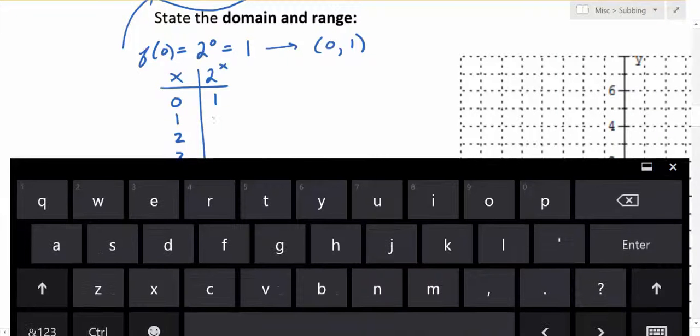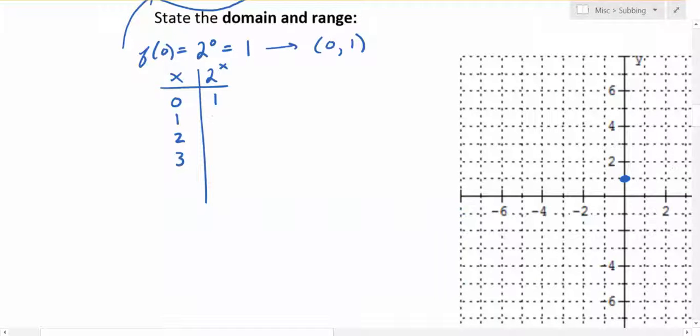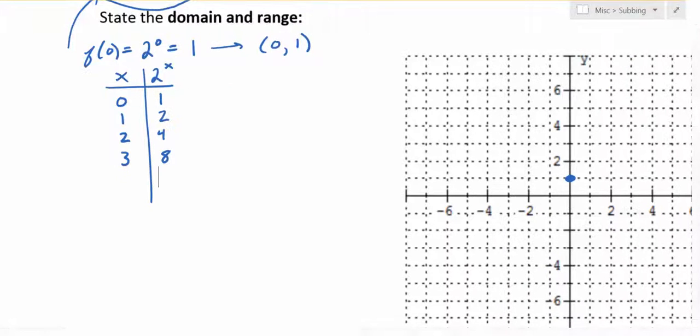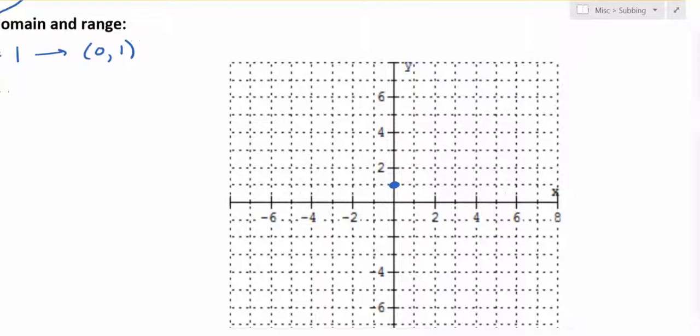So we could say 2 to the first is 2, and then 4, and then what's the next value? 8. So we could plot these values here. So you plug in 1, and what do you get? You get 2. Plug in 2, you get 4. And plug in 3, and you get 8. So we have this function right here. Now, does it stop right there at this point?